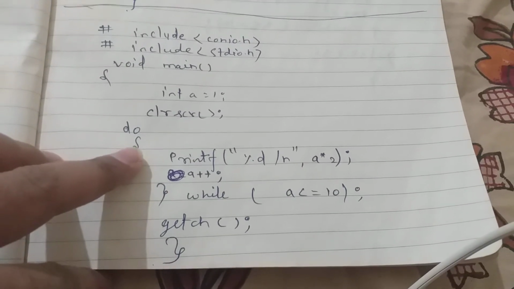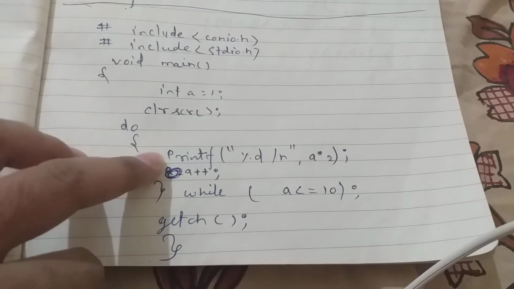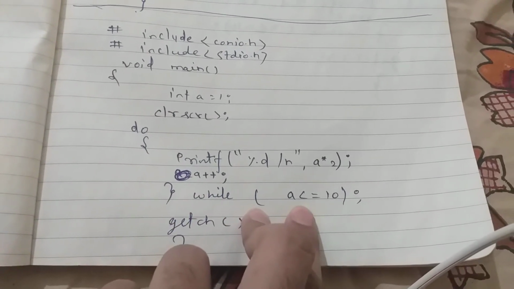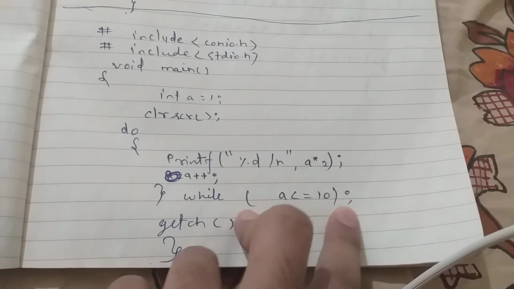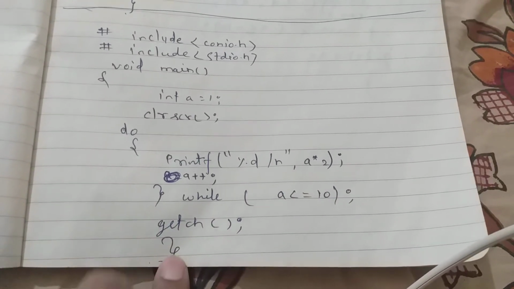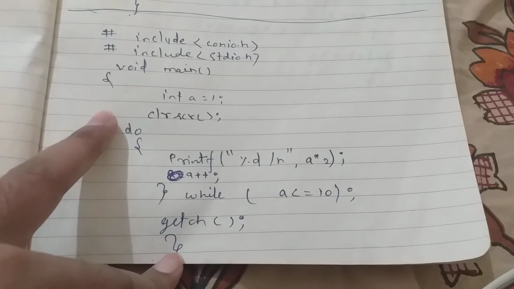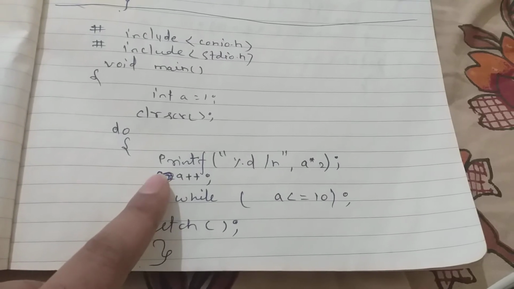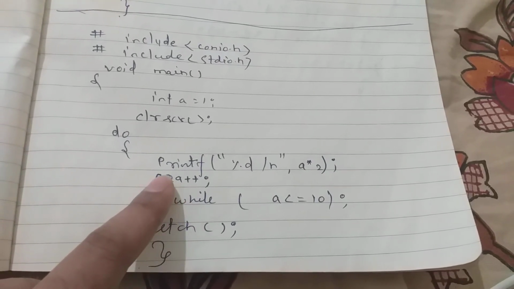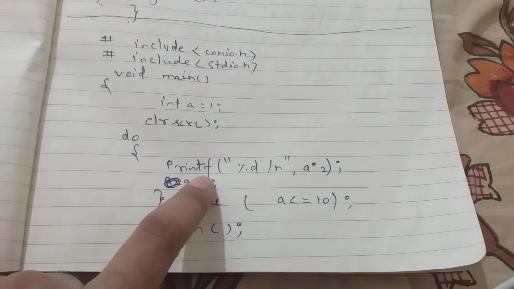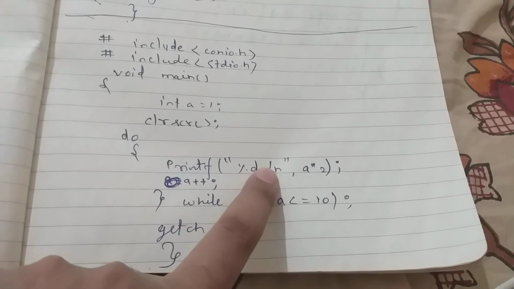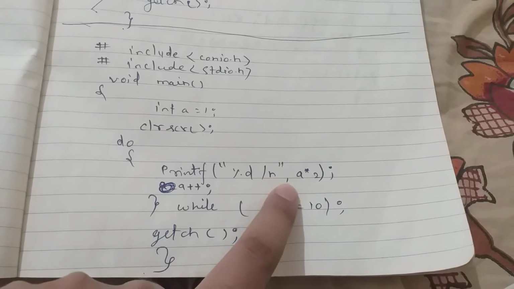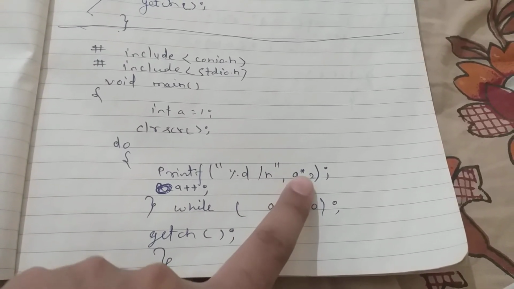Do, as per syntax, inside the curly braces our code is written, and after that while, and in the brackets we have the condition, the terminating condition, and a semicolon, then getch, then the curly brace of the void main function is closed. As we want to print the table of 2, that's why printf, percent d, backslash n for next line, double quote closed, after that comma, a into 2.